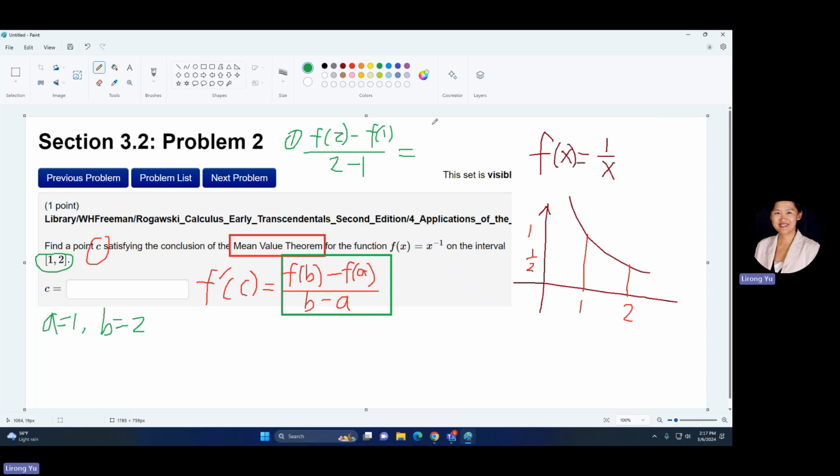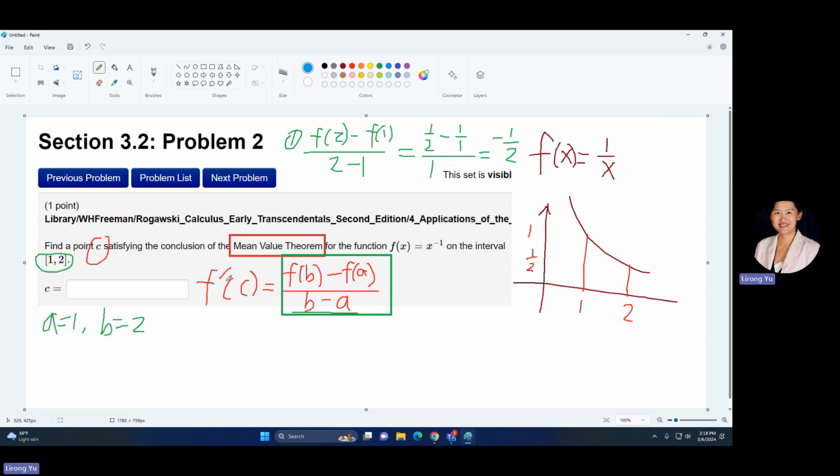Just directly mention this is 1 over 2. This is 1 over 1, which really is 1. The denominator is 2 minus 1, which is just 1. So the numerator ends up being 1/2 minus 1, which is -1/2. 1/2 is smaller than 1. So that finishes the whole right side of it.